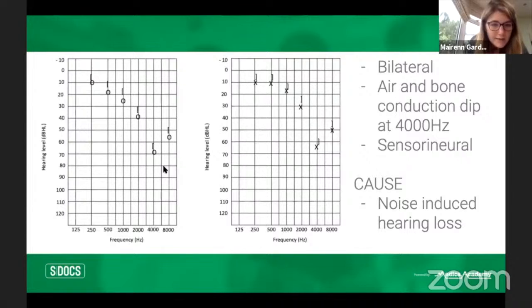And what you get, if you look in both pictures, is that there's quite an obvious dip at about 4000 hertz. This is indicative of noise-induced hearing loss. So often noise-induced hearing loss is bilateral, and they'll have this dip. Again, another thing that's just really useful to remember, because it might come up and it's quite easy to be examined on.